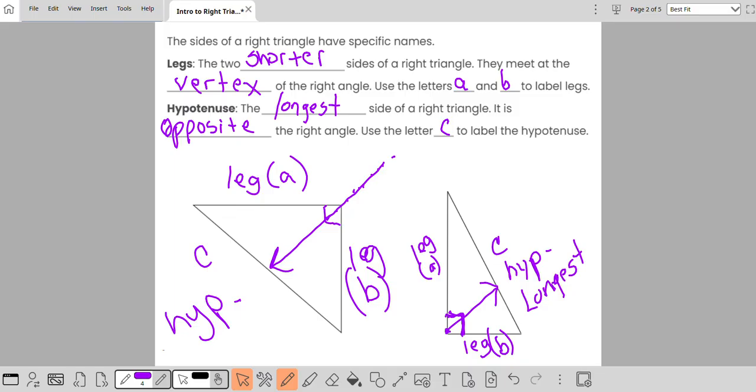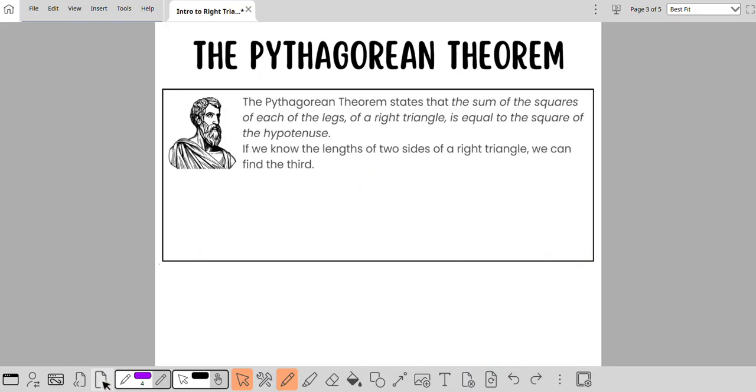All right, so let's go on to our next page. We are now going to talk about the Pythagorean theorem. The Pythagorean theorem states that the sum of the squares of each of the legs of a right triangle is equal to the square of the hypotenuse.